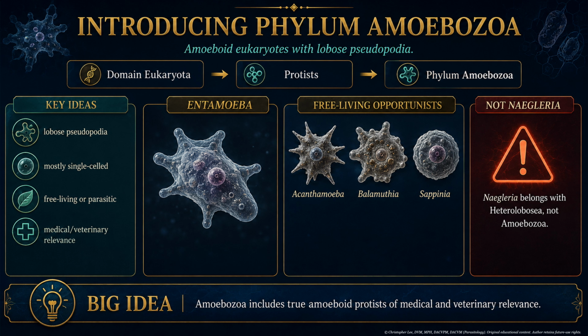Amoebozoa includes true amoeboid protists with lobopodia. Important genera include Entamoeba and several free-living opportunists like Acanthamoeba, Balamuthia, and Sappinia. Some are associated with intestinal disease. Others are important because they can cause ocular or central nervous system disease under the right circumstances. And again, do not confuse Amoebozoa with Naegleria. Naegleria fowleri is amoeba-like, but taxonomically it belongs within Heterolobosea. That one distinction is worth remembering.